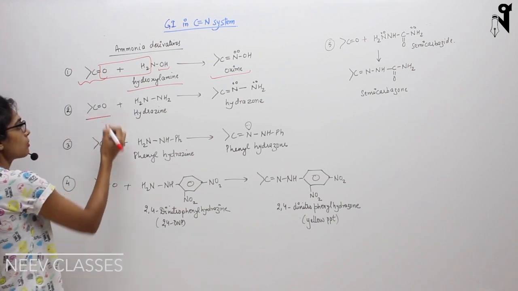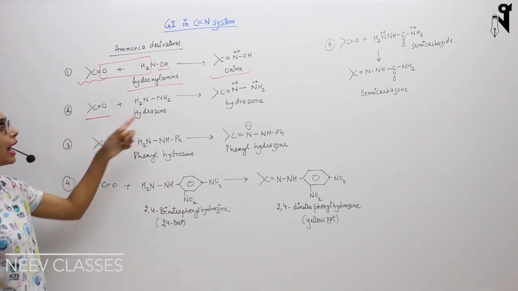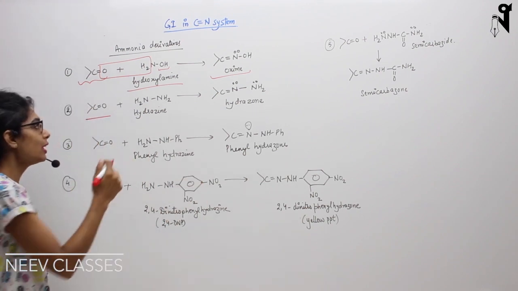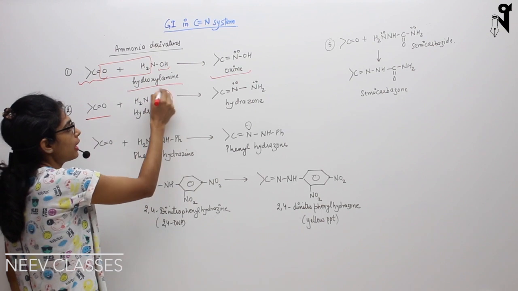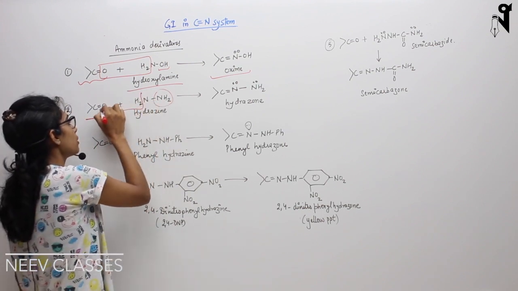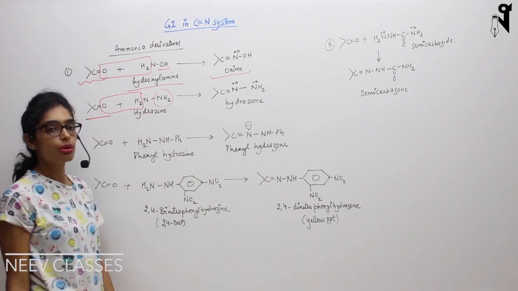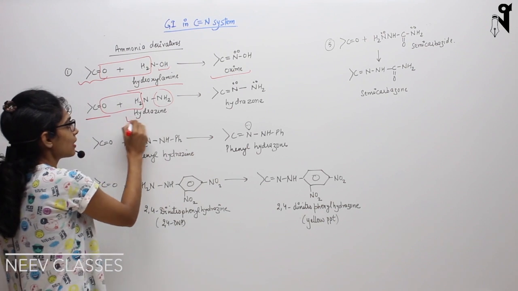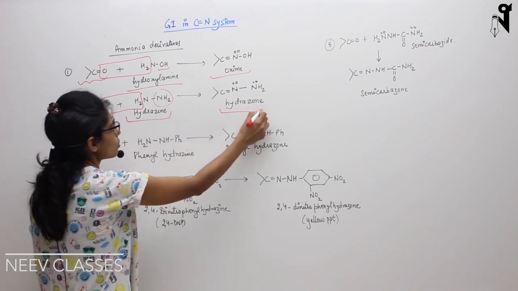The next reaction is C double bond O, again a carbonyl group, and hydrazine. Hydrazine is nothing else but NH2-NH2. So basically one hydrogen has been replaced by NH2. That's all. Now when the reaction takes place, two hydrogens from here and oxygen from here go together, and it will form C double bond N, NH2. This is called hydrazine and this is called hydrazone.